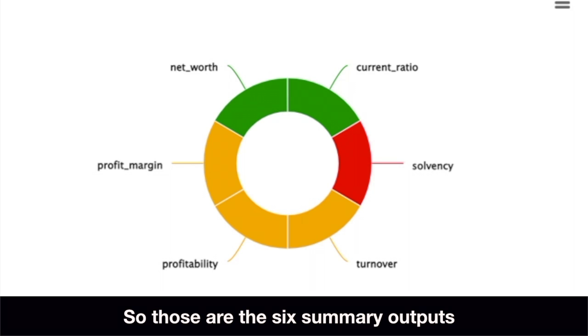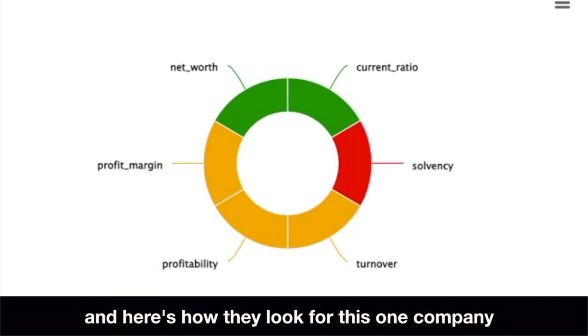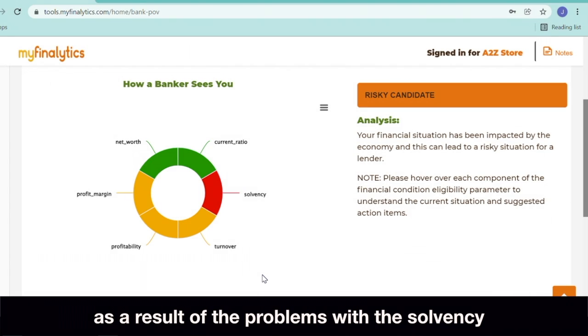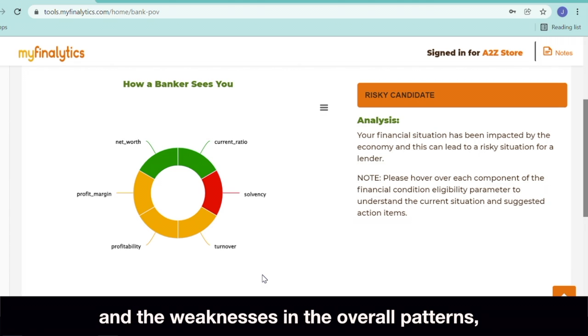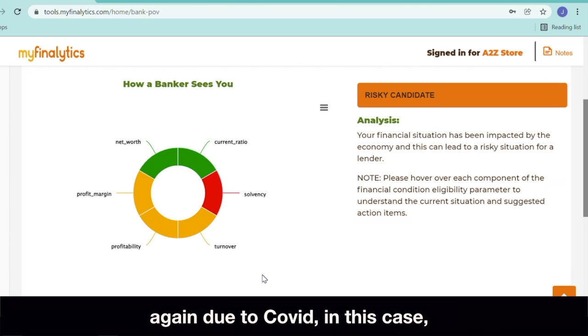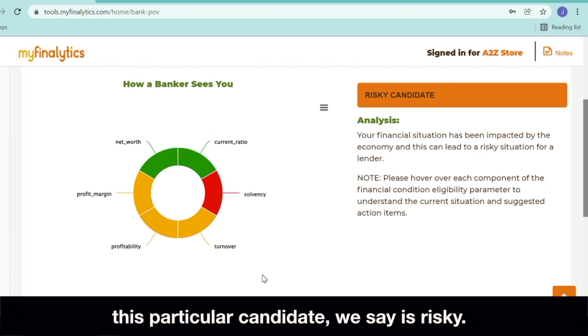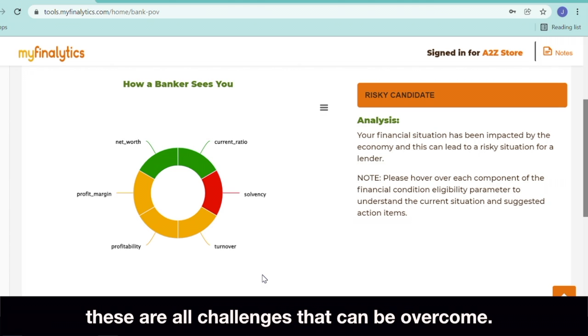So those are the 6 summary outputs, and here's how they look for this one company as a result of the problems with the solvency and the weaknesses in the overall patterns, again, due to COVID in this case. This particular candidate is what we say is risky. So they have challenges, but these are all challenges that can be overcome.